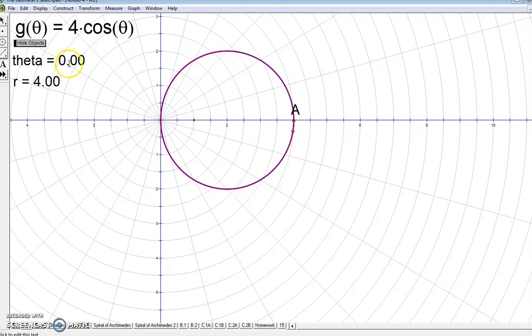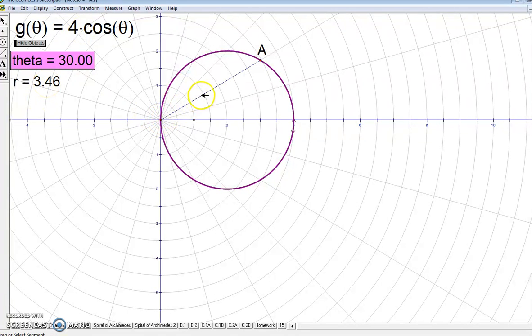If we check this, if I plug a 0 in for theta, cosine of 0 is 1. 1 times 4 is 4, so my r value is 4. I just want to show you that that is true. Now let's go to a more familiar angle, maybe 30 degrees. Cosine of 30 is square root of 3 over 2. Multiplied by 4 gets me 2 root 3, which simplifies to 3.46.